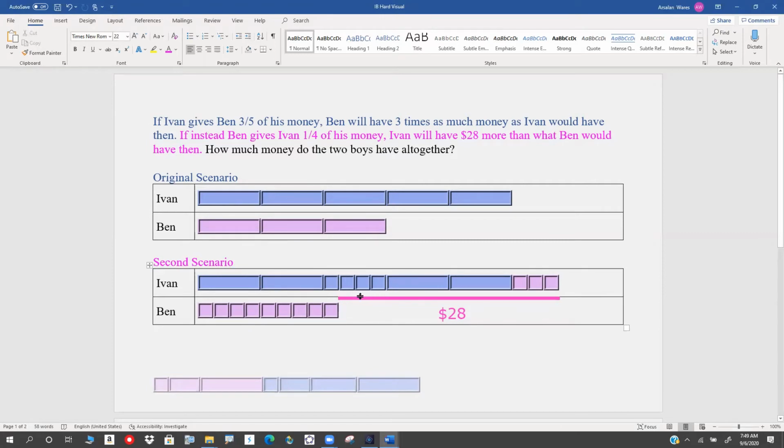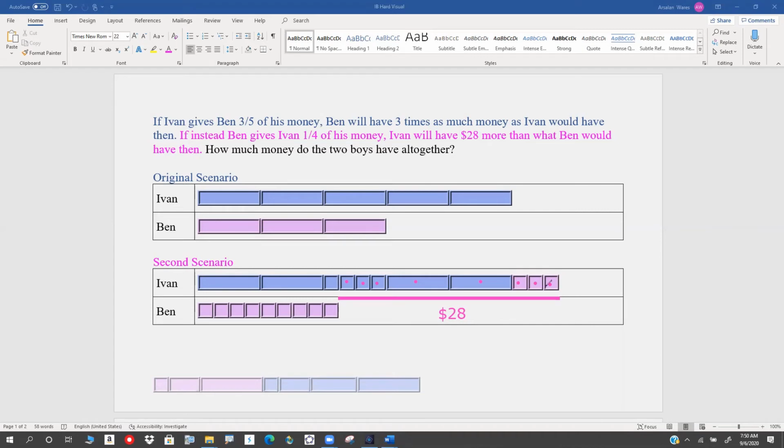Let's say Ivan has more than Ben. The answer would be this: 1, 2, 3, and there are 4, 7, and there's another 4 here, 11, 12, 13, 14. If you visualize this unit as 4 quarters and this unit as 4 quarters, 4 plus 4 is 8, 9, 10, 11, 12, 13, 14. And that tells me that each quarter unit has to be 28 divided by 14, or $2.